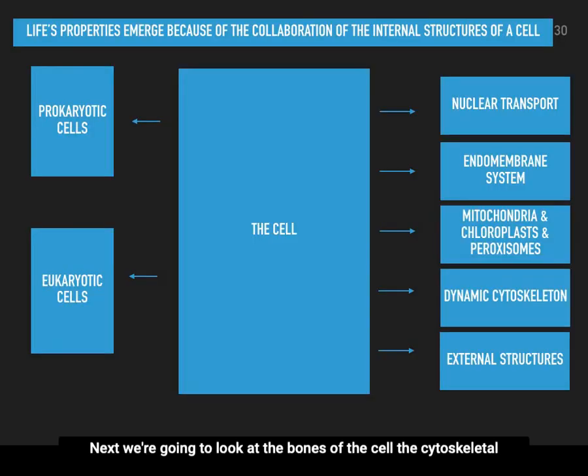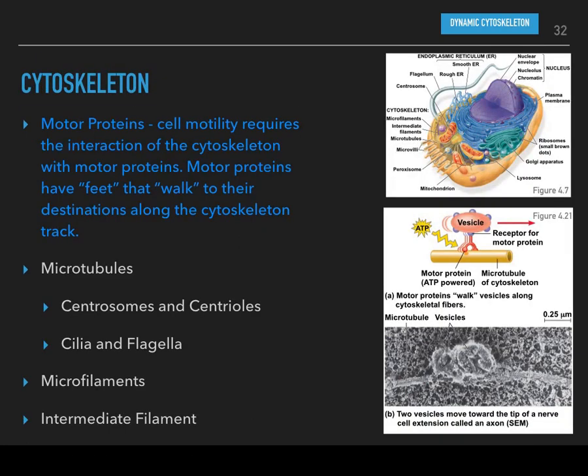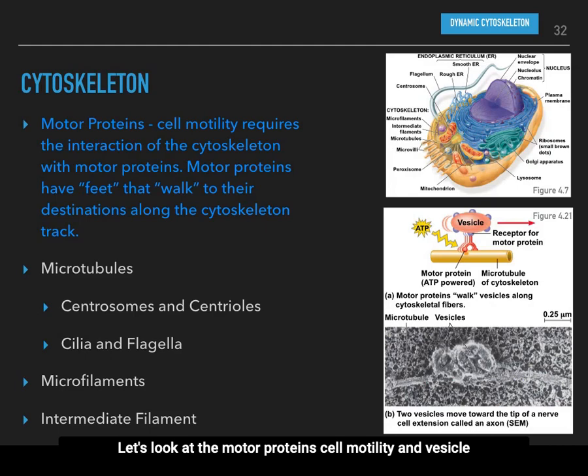Next, we're going to look at the bones of the cell, the cytoskeletal proteins. The cytoskeleton of the cell is a network of fibers that is found throughout the cell's cytoplasm and organizes the structures and activities of the cell. Some of these proteins are motor proteins, microtubules, microfilaments, and intermediate filaments. Let's look at the motor proteins.